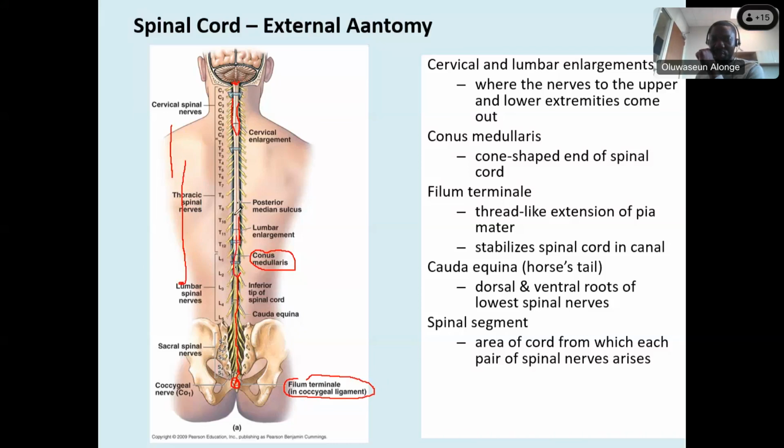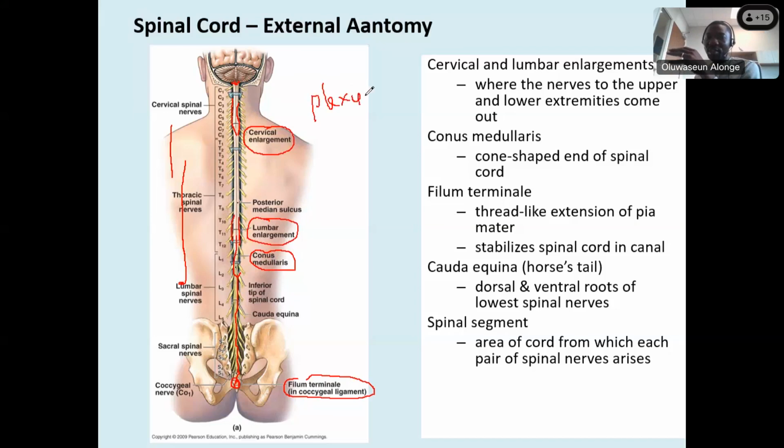So the portions that are enlarged, we just call them enlargements, and we describe them by the location where the enlargement is. So here we have what we call cervical enlargement, and here we have what we call lumbar enlargement. Now, the enlargement is simply because some of the nerves aggregate, and when they aggregate, they form a plexus. Plexus simply means network of nerves.